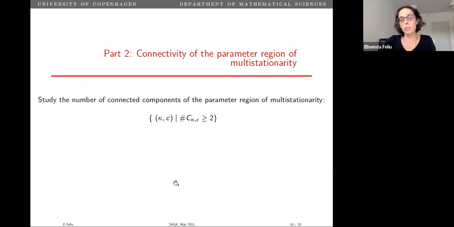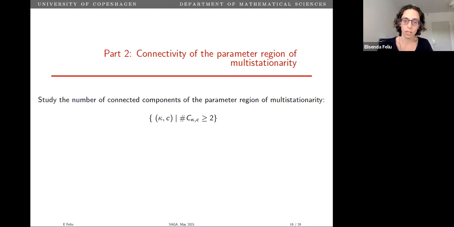So that leads to what happens with the parameter region on the kappas and the C. Can I study the number of connected components, or how can I do that? And that's a question I have posed to several people. I didn't know how to answer this question, and I wanted to answer it because, as I said, mathematically, you are interested in a region. The first basic property maybe is to understand, is the region connected, right?